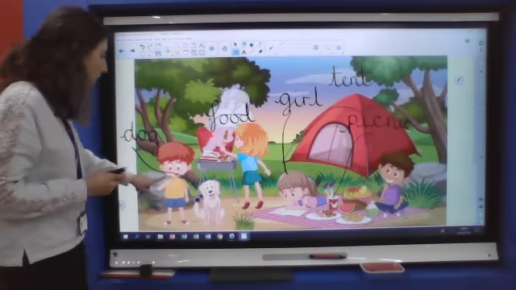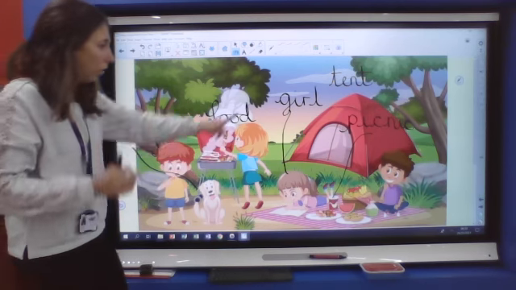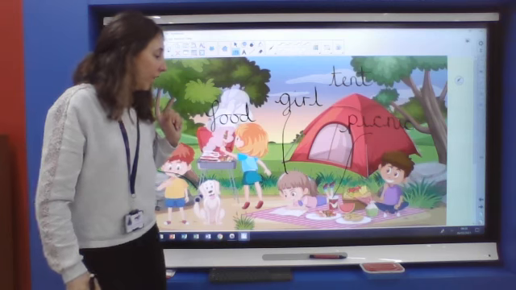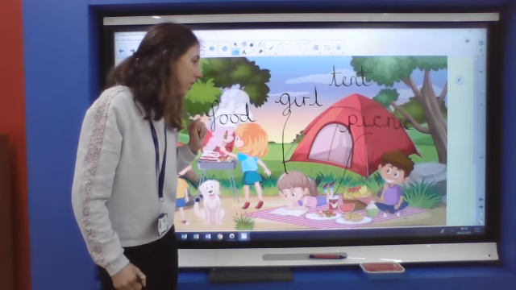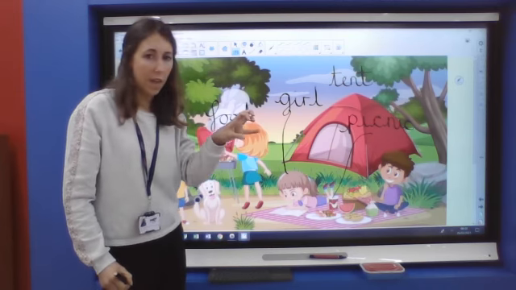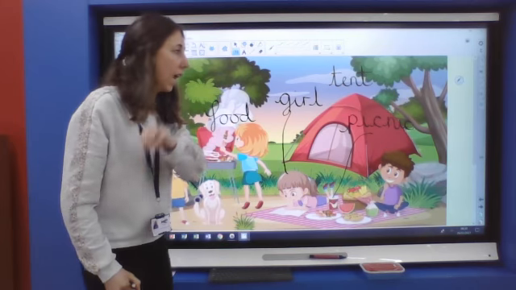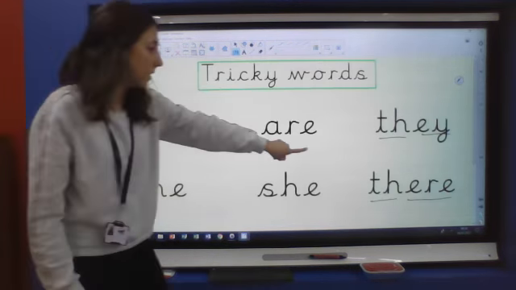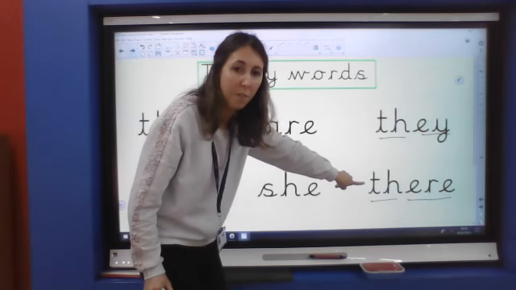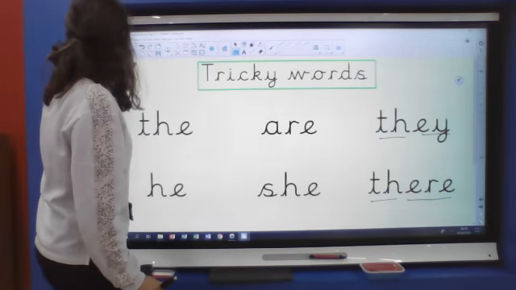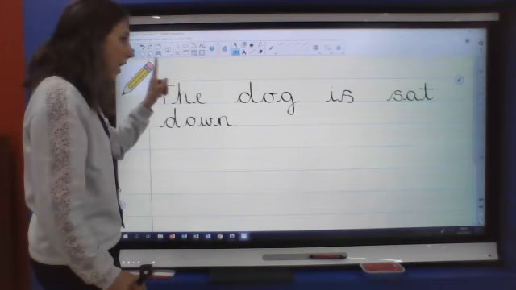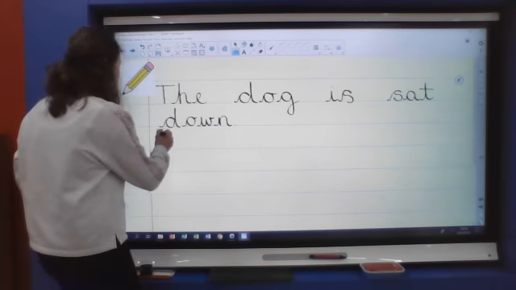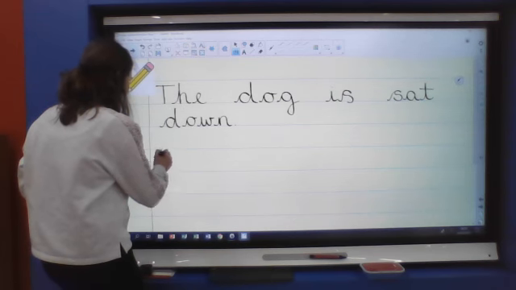Let's go back to the picture then. So I've done the dog. Oh, I think I might write a sentence about the tent now. Let's see, you've got a red tent. So there is a red tent. That's going to be my next sentence. So I've got tricky word there. It's going to need a capital letter. There is a red tent. So I've said the sentence to get it in my head first. There.